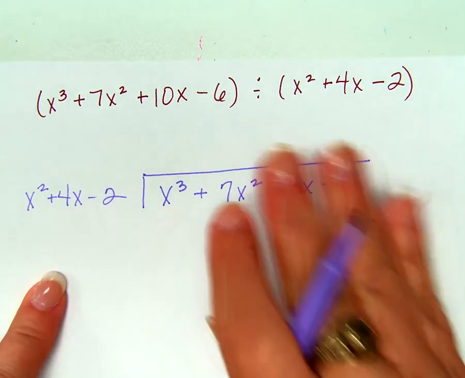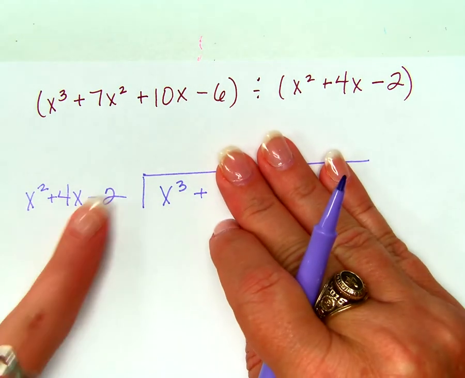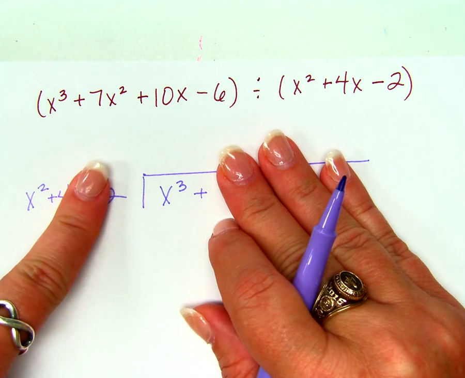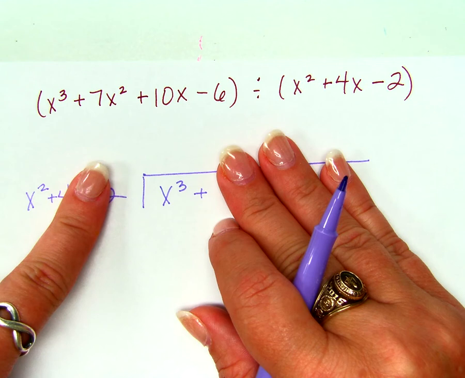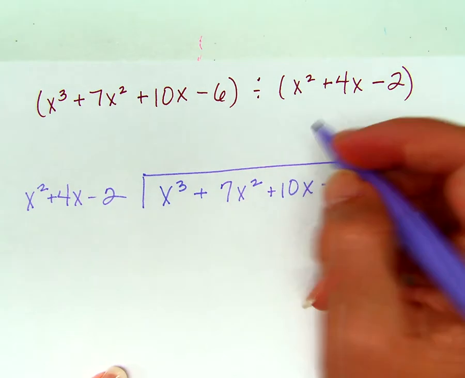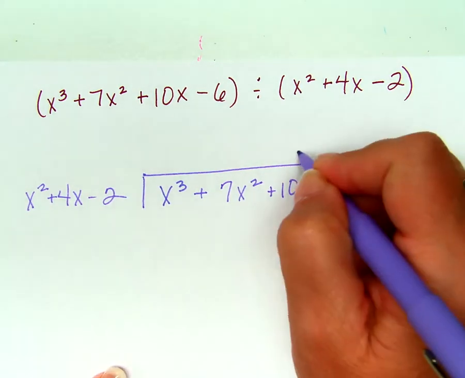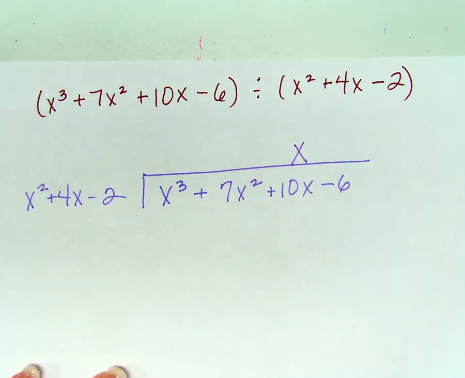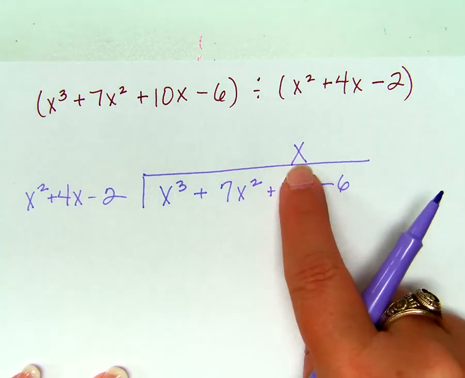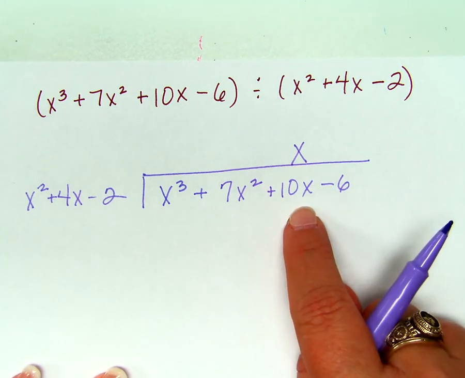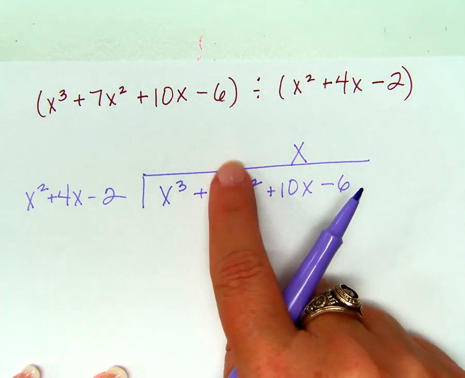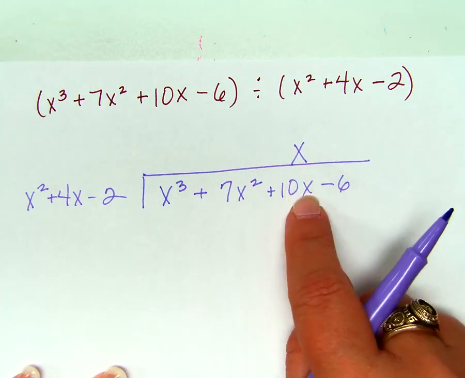Start here, just the first term of the dividend by the first term of the divisor. What do you get? X cubed divided by x squared? X, right? We're subtracting if we divide, so 3 minus 2 is 1. So we just have x. Where does it go? Above the 10x. Because it's an x term, so I put it above the x term. It's not an x squared. I wouldn't put it up here. It's just an x term, so I put it above the x term.